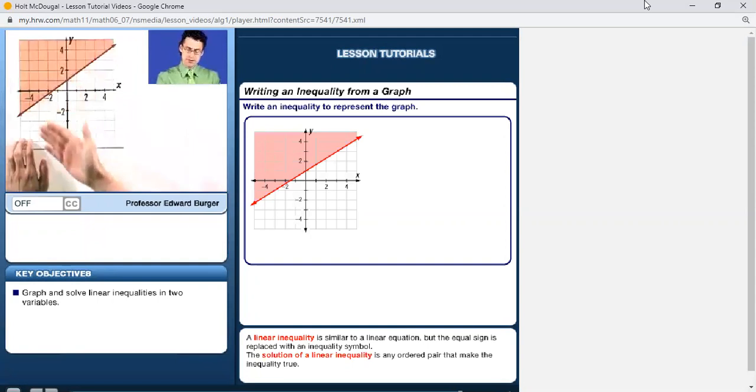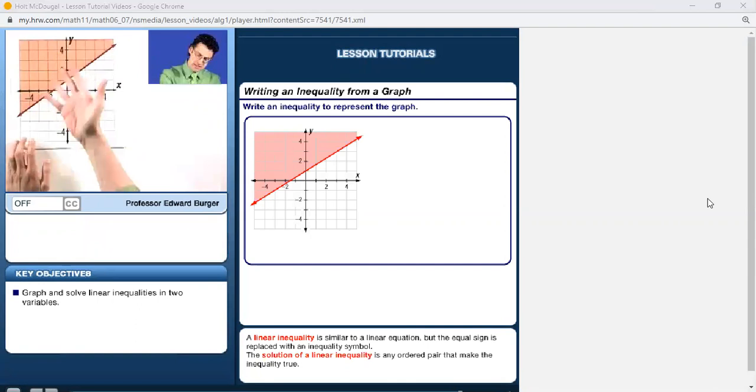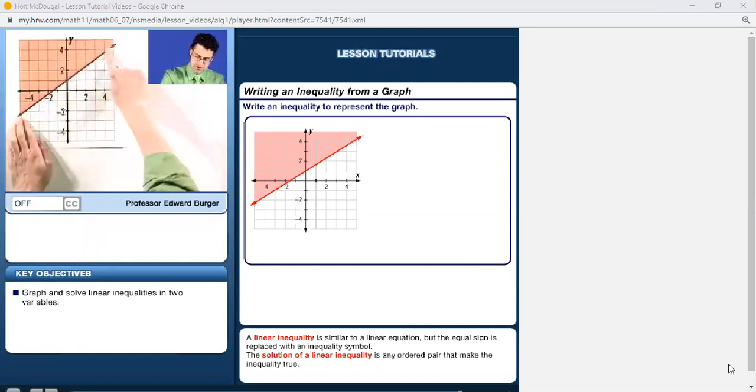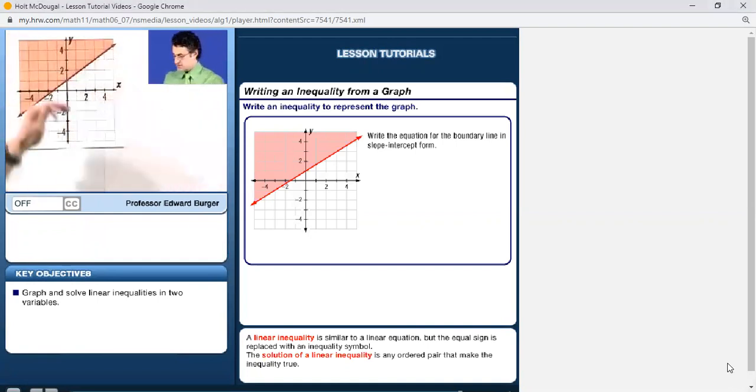Can we produce the algebraic linear inequality for which this is the solution? Well, the answer is we sure can. This requires a couple of steps. The very first thing I would do is actually find the equation of the line. So let's find the equation of the line and then work our way to actually describing this region.